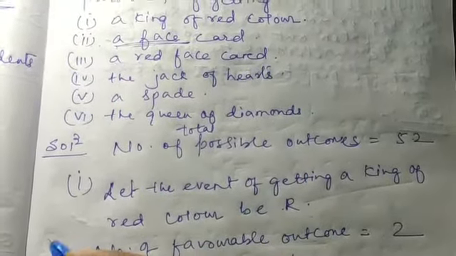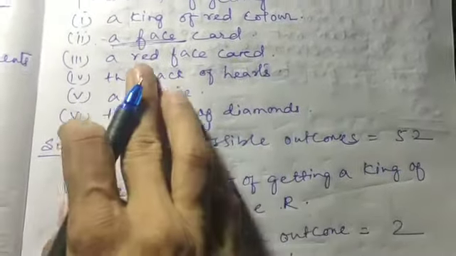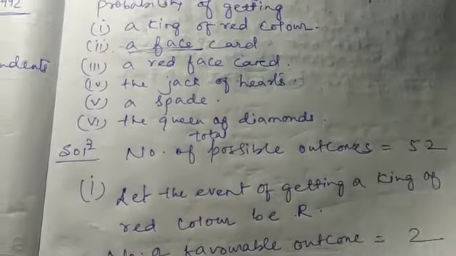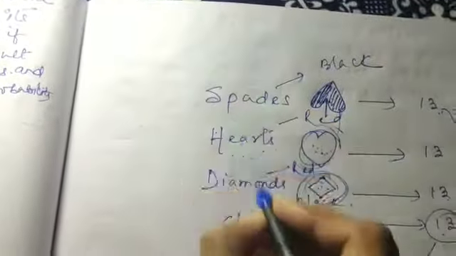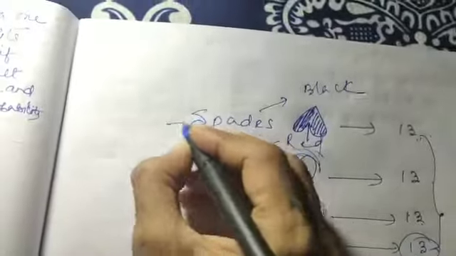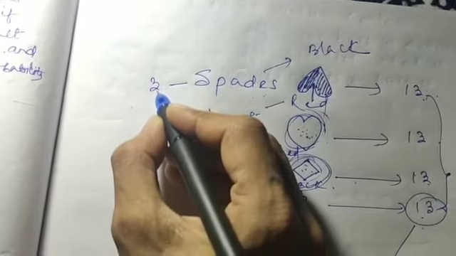Then probability equals the number of favorable outcomes. What will be the favorable outcome? A face card. Now how many face cards are there? Here 3 face cards will be there. These 3 types of cards are called face cards, right? So 1 king, 1 queen, 1 jack we will get.